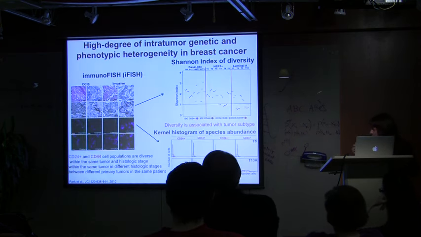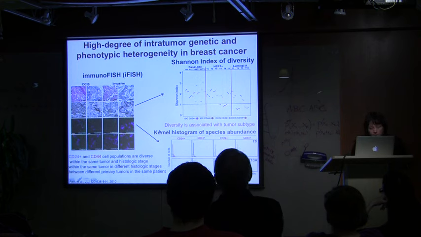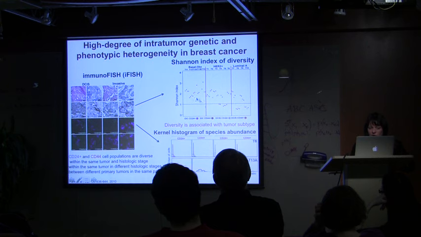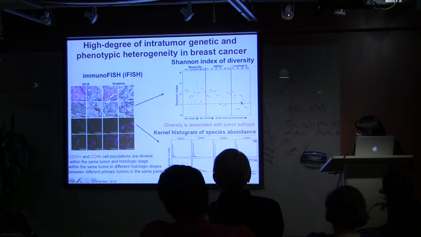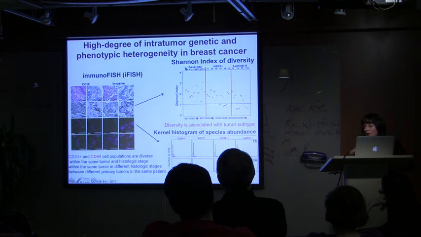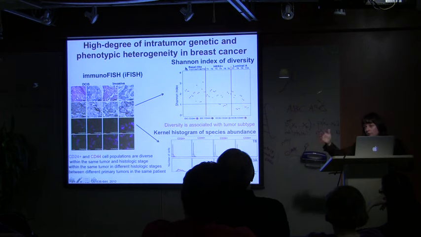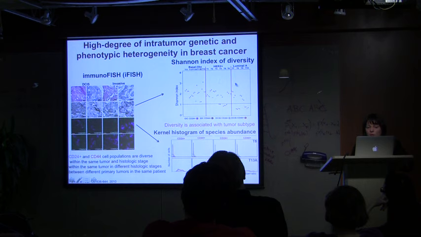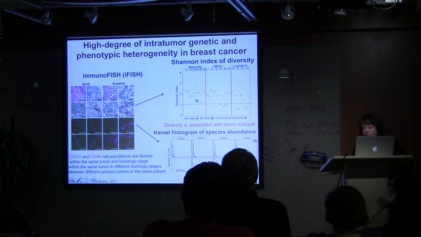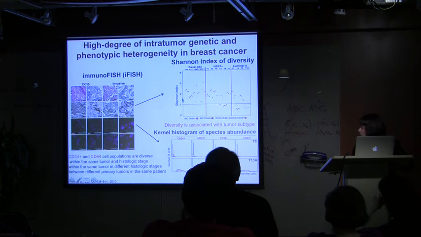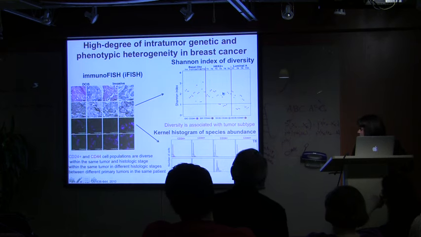So we did this study, still the DCIS study, where we calculated this diversity score, or Shannon index, for the different cell populations and the different tumors. In breast cancer there are different subtypes, categorized by how they look in different patients. When we look at these subtypes, we saw that they have different diversity, such as the basal or triple negative, which seems to be always high diversity. The y-axis is the diversity index, and these are the tumors. Whereas the other subtypes have sometimes low diversity, sometimes high.